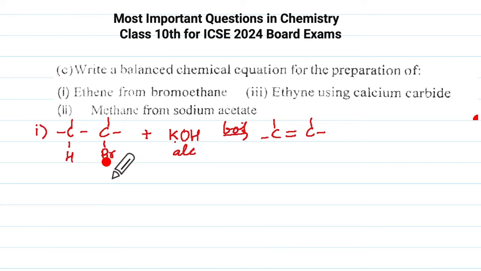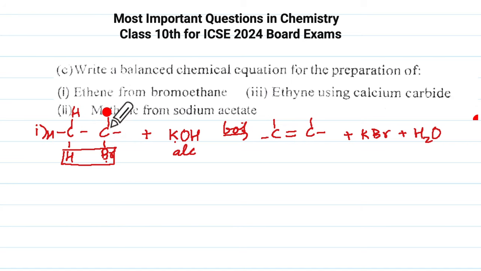So K will take Br, it will give us KBr. And OH will take H, and that will give us H2O. This H and Br has been removed with these electrons going here to form the double bond. So you can now complete the reaction even structure wise like this. And that gave us ethene from ethyl bromide.